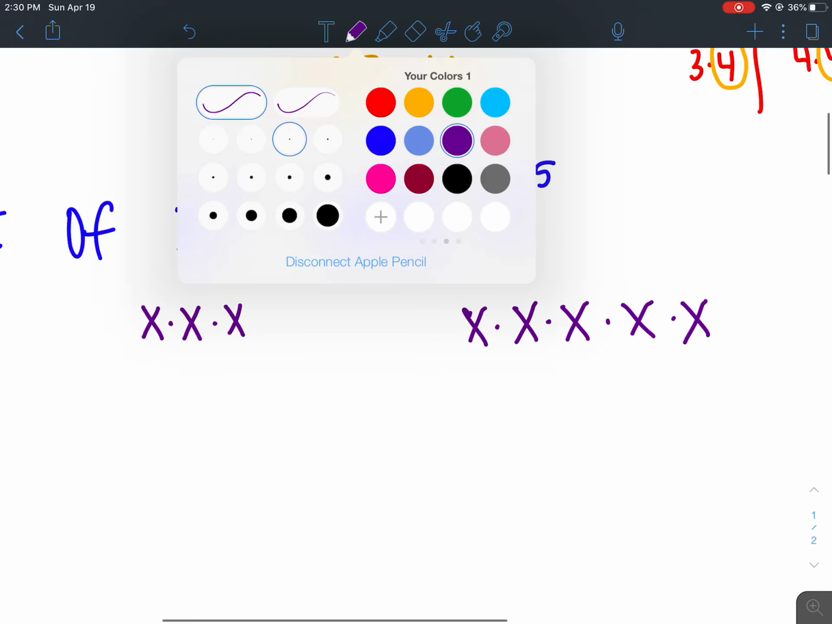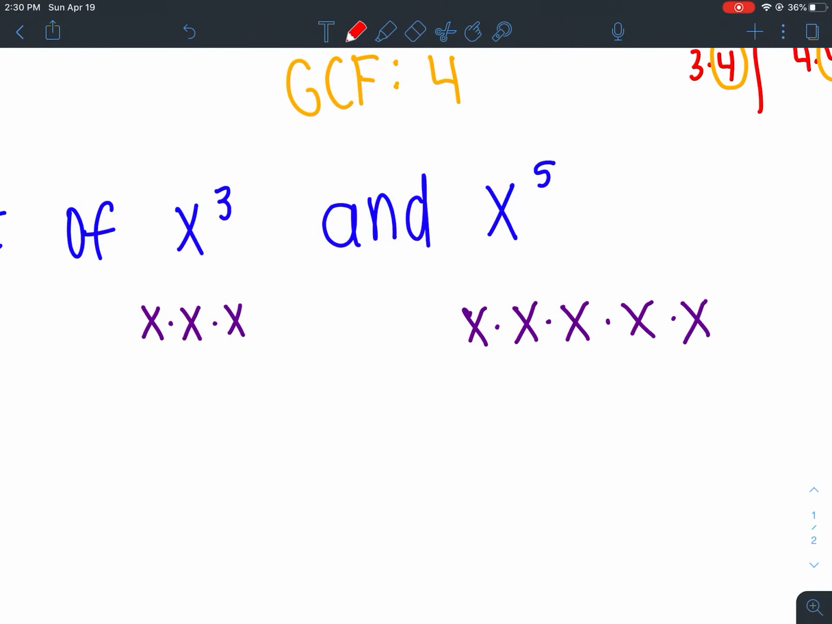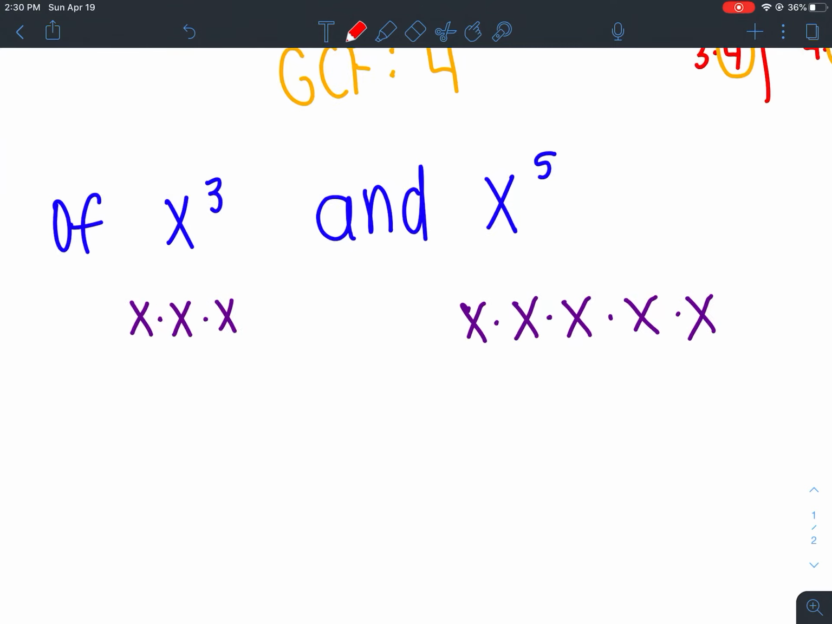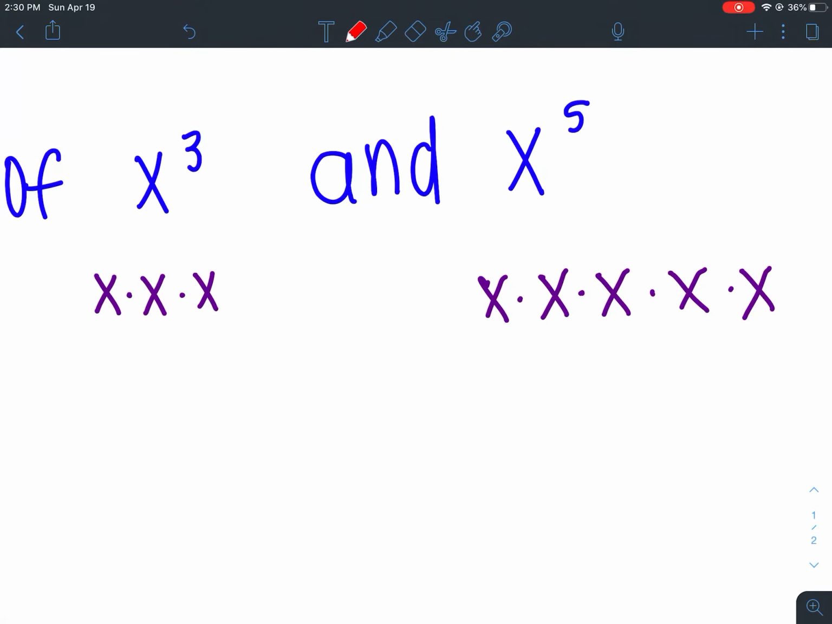So your goal here is to find the greatest amount of x's that goes into both, right? So comparing both of these, I have 3 x's on the left and I have 5 on the right. What's the most amount of x's that can go into both? The most amount is 3 x's. So their GCF is going to be x cubed. So typically when we're talking about GCF of variables, it's whatever the smallest one is.